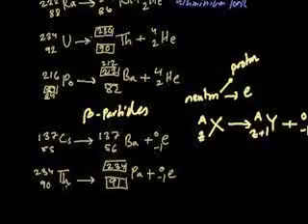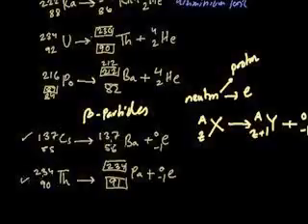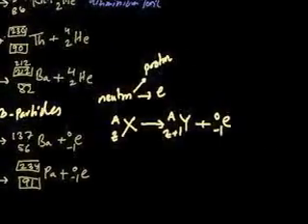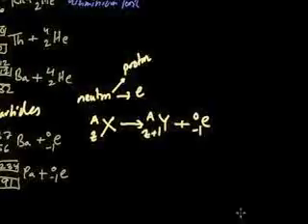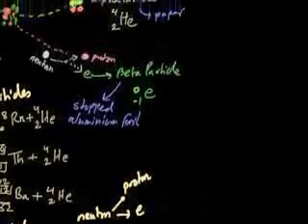Now another example can be, so this one and this one are for beta decay balancing the equation, and these are the alpha decay balancing the equation. Let's talk about half-life. Half-life is a very simple concept. It is the time taken for half of the mass to decay.